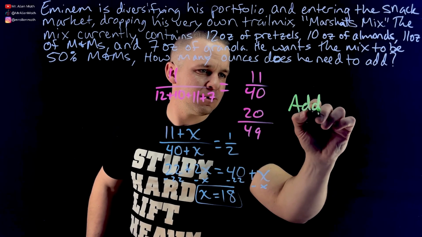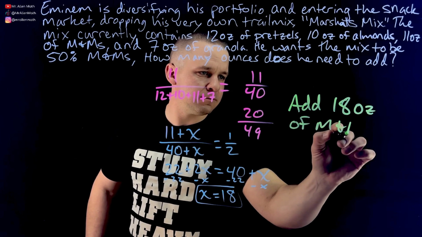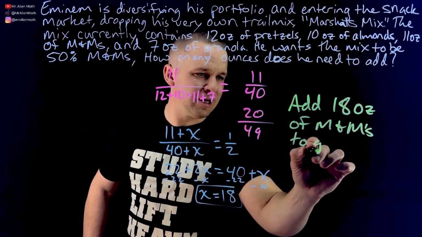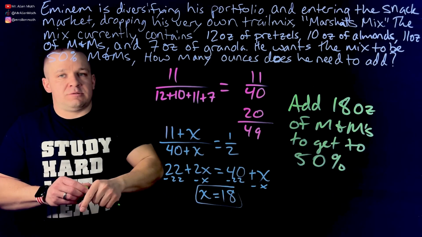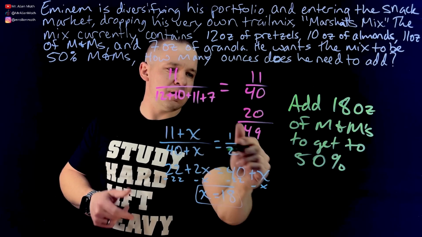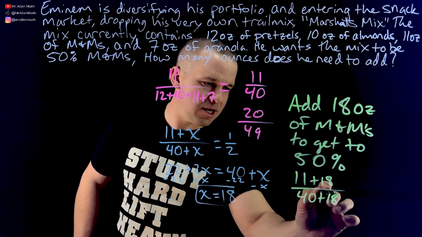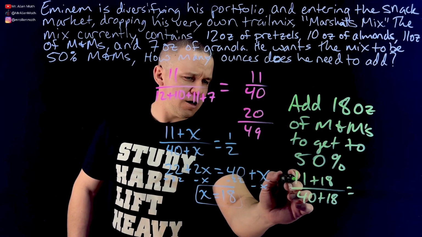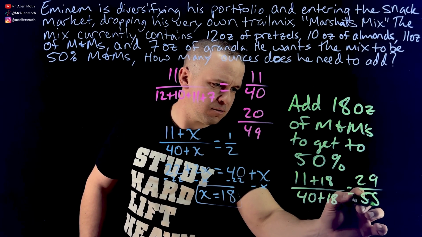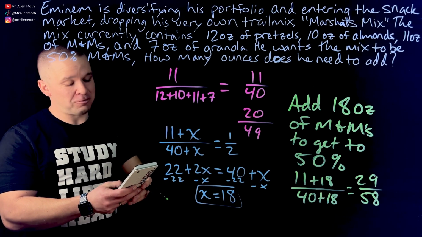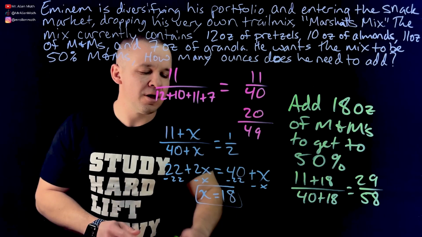Add 18 ounces of M&Ms to get to 50%. And if I did add 18, let's just see how it works out. If I add 18, 11 plus 18 over 40 plus 18, that ends up being 29 out of 58. Just for fun, even though I don't need it, right? 29 out of 58. Oh, it's 0.5. It's beautiful. All right, kind of cool how that works.